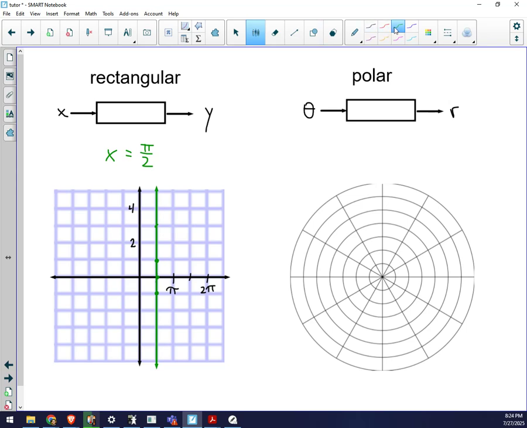What happens on the polar coordinate plane if you restrict the input to a specific value? Theta equals pi halves. Well, on the polar coordinate plane, we have the angle 0. Here's the angle pi sixths. Here's the angle pi thirds. Here's the angle pi halves, that angle right there. So a point right here would be where the angle is pi halves and the radius is 2. Here the angle is pi halves and the radius is 1. Here the angle is pi halves and the radius is 3.